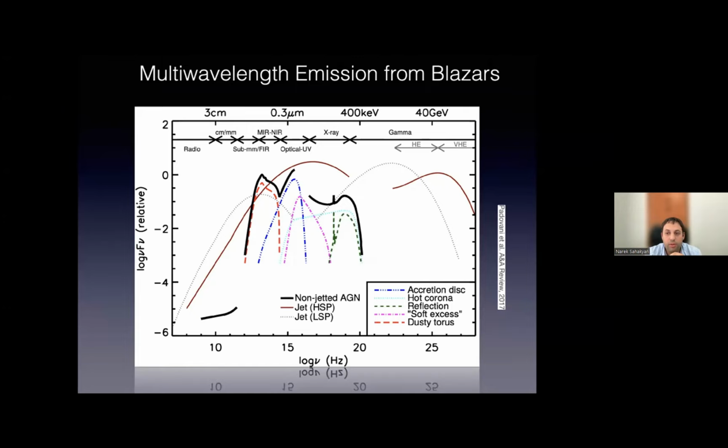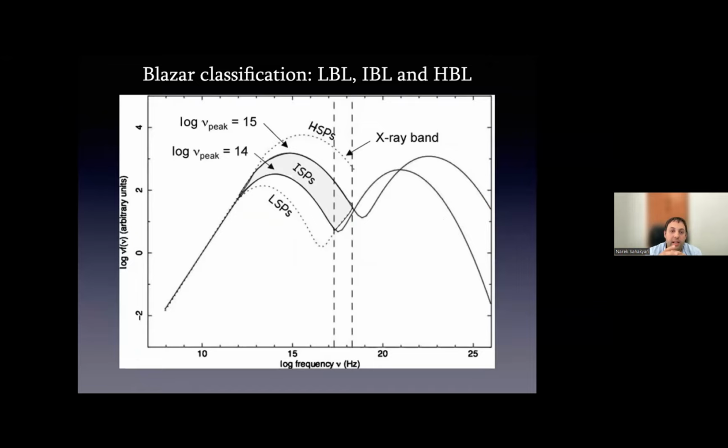So it practically means that all the existing telescopes that we have now can just point to the direction of the Blazars and make an observation, and you can collect valuable information to study the emission properties of these sources. Another classification which is very important for Blazars, and to understand them, is based on the peak of the synchrotron component in their spectral energy distribution.